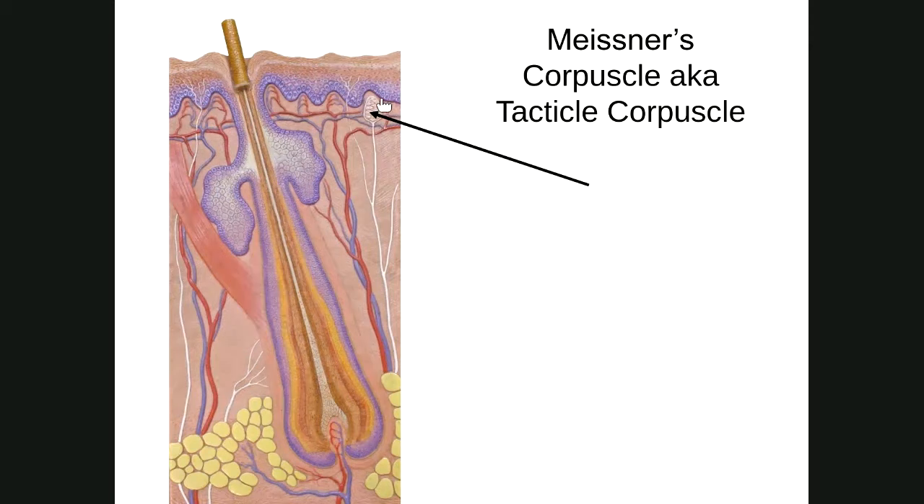all right, this is a Meissner's corpuscle or a tactile corpuscle. Remember we talked about tactile cells in the epidermis. Well, guess what? You've got some tactile receptors here in your dermis. And you can either call it a Meissner's corpuscle or a tactile corpuscle. And that's this whitish structure here. And it responds to touch, pressure, okay?